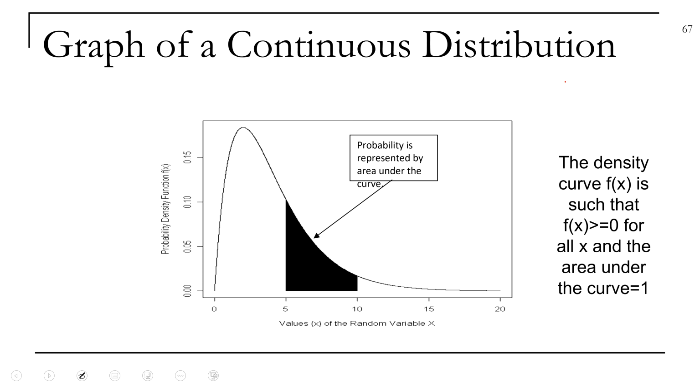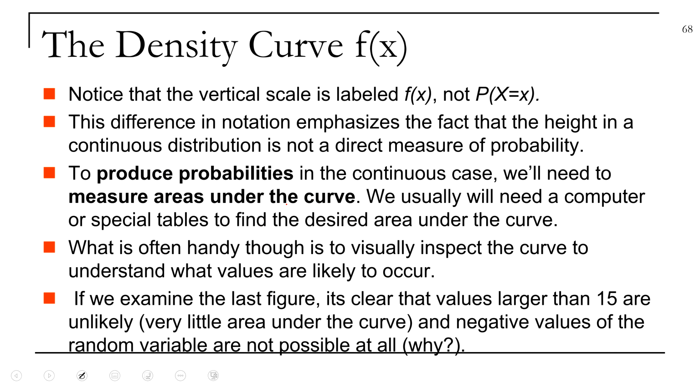If you're a continuous random variable, height no longer is probability. We don't really care what height is. It's just the height of the curve. It would help us find the area under the curve, but what we care about for continuous random variables is the area under the curve. So if we want the probability between 5 and 10, it'd be this area under the curve between 5 and 10. So the density curve has several properties that you can read here.